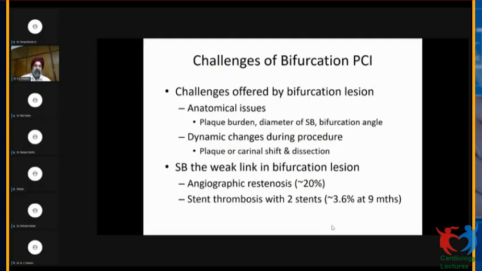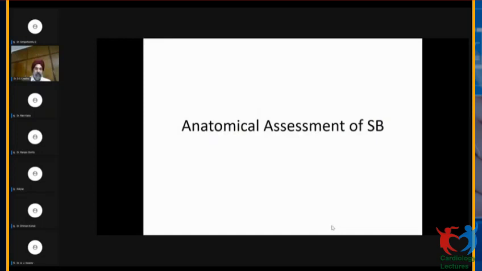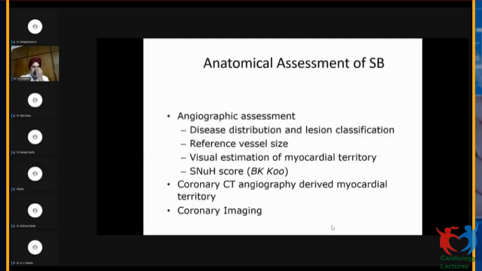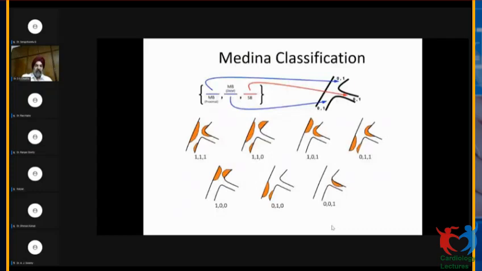So let us look at some of the tools for anatomical assessment of the side branch, which is really important. You can assess the side branch anatomically by using the angiogram, or you can use coronary CT. Coronary CT is coming up, though not used as much as it is for CTO lesions. And of course, coronary imaging, which essentially uses IVUS and OCT. I will not go into the details of the classification because everybody is aware; we use it for finding out whether we are dealing with a true bifurcation or a pseudo bifurcation.